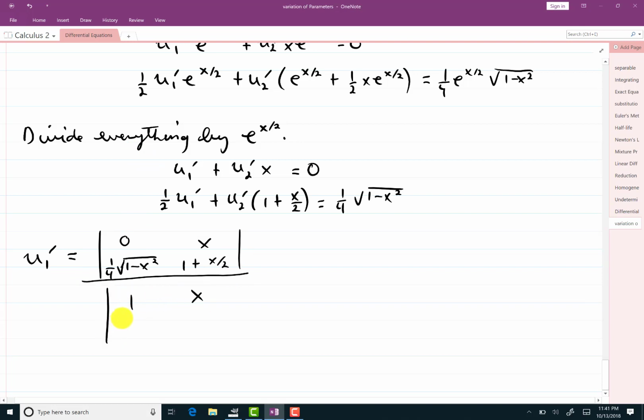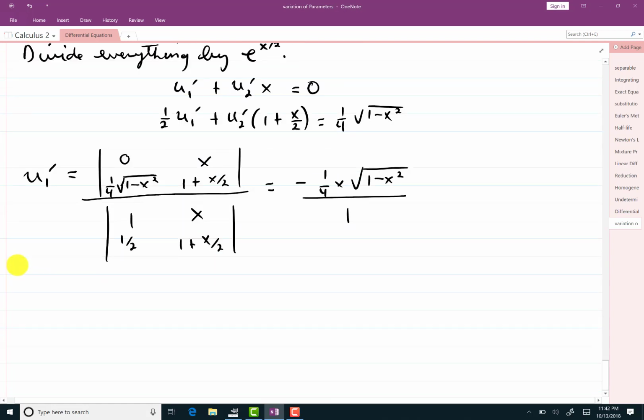1x, 1/2, 1 plus x over 2. Now whatever I get for this, I'll copy it for the next part that I do anyways. When I multiply through here, I get 0, but then I get negative 1/4 x times the square root of 1 minus x squared, all over what we have down here. When I do this, I get 1 plus x over 2, and voila, minus 1 minus x over 2, I get a 1. That's easy enough.